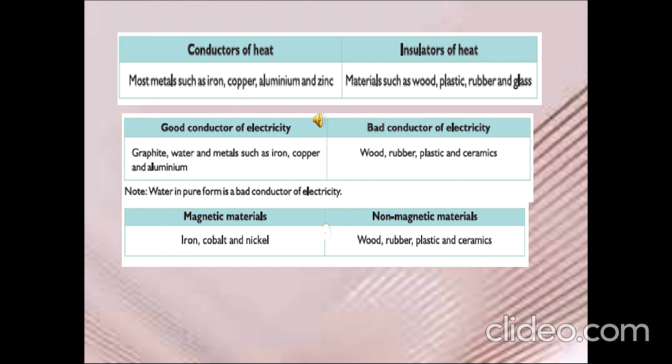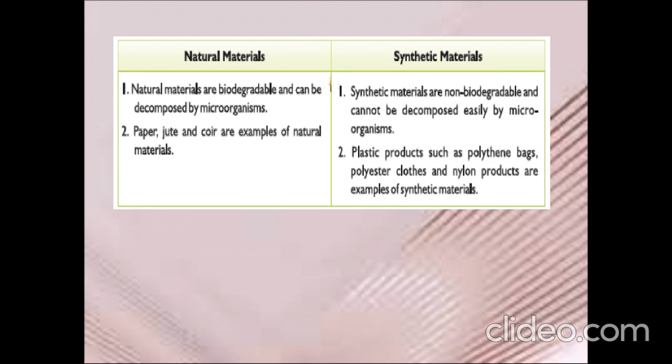And magnetic and non-magnetic materials. Magnetic materials will be attracted by a magnet, whereas non-magnetic materials will not be attracted by a magnet. Magnetic materials are iron, cobalt, nickel, etc. Non-magnetic materials might be wood, paper, plastic, etc. Then natural materials and synthetic materials. As we discussed earlier, natural materials are biodegradable and synthetic materials are non-biodegradable. An example of synthetic is plastic, and examples of natural are paper, jute, etc.